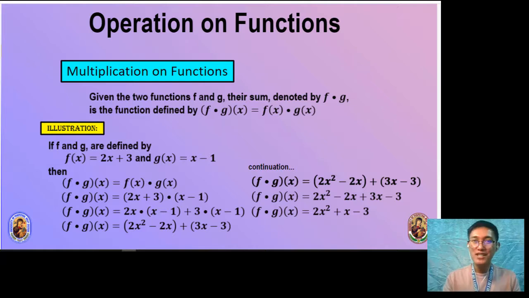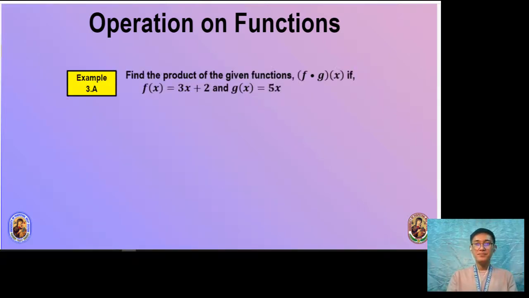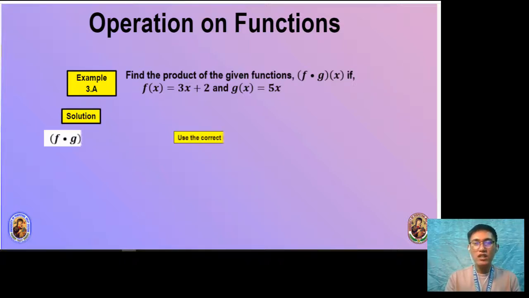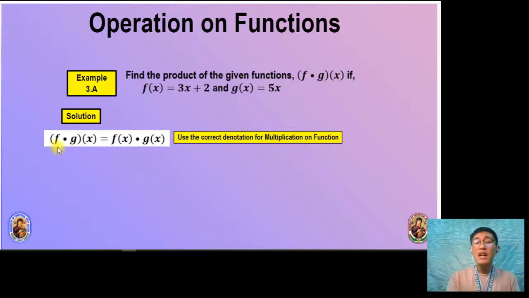Let's go to example 3.a. Find the product of the given functions f times g of x if f of x is equal to 3x plus 2 and g of x is equal to 5x. So this part is quite easy. Alright, let's go. Use the proper or correct denotation in terms of multiplication of functions. That would be f times g of x is equal to f of x times g of x, and after that, as I am always reiterating, you substitute the expression in f of x, this one, and g of x, this one, to this part and multiply.